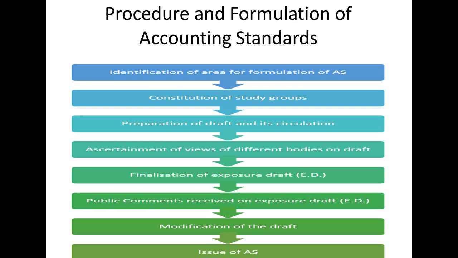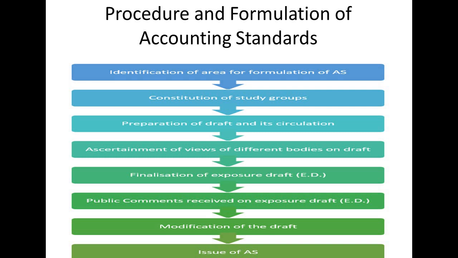That board consists of members from industry, members from academia, members from the government. So there is a team called the Accounting Standard Board. That Accounting Standard Board will take the necessary steps for formulation of the accounting standard. So at the time of formulation, what kind of steps do they follow? First, they identify the area of the formulation of the accounting standard.